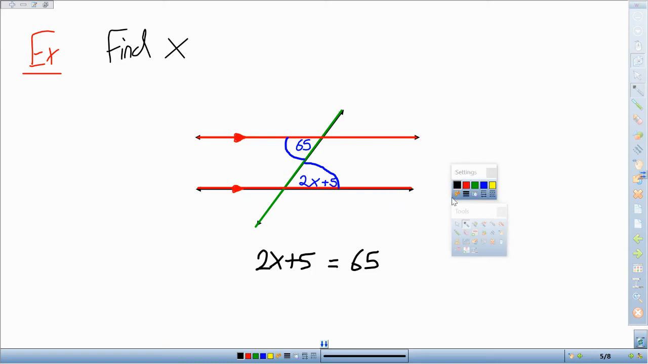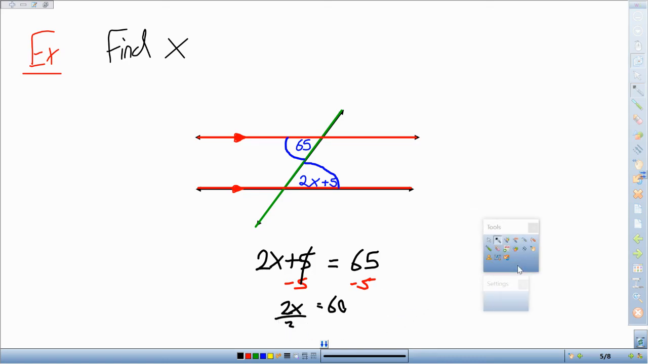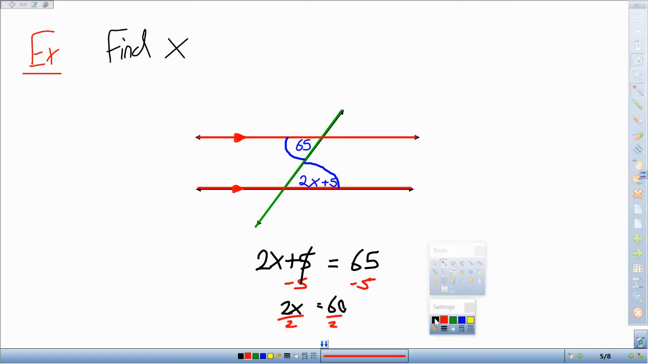Now we can solve this thing fairly easily. So looks like we're going to subtract 5 and divide by 2, right? So 2x equals 60 and divide by 2. Let's keep it red. So divide by 2, and it looks like we're going to be getting x equals 30.